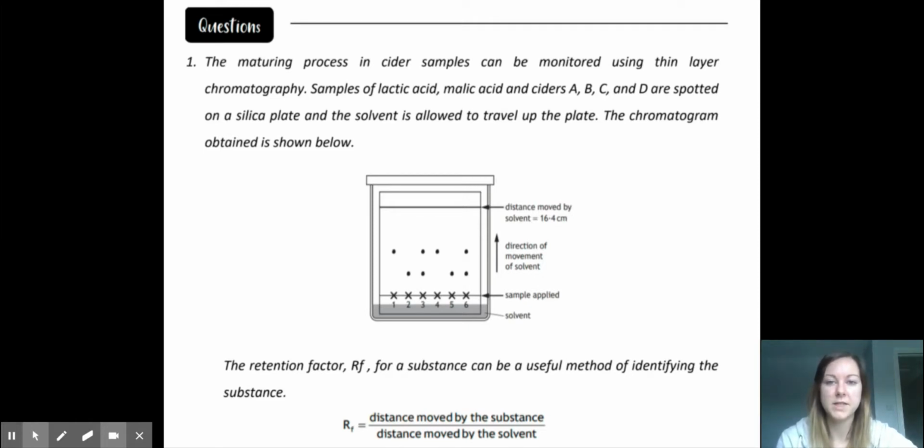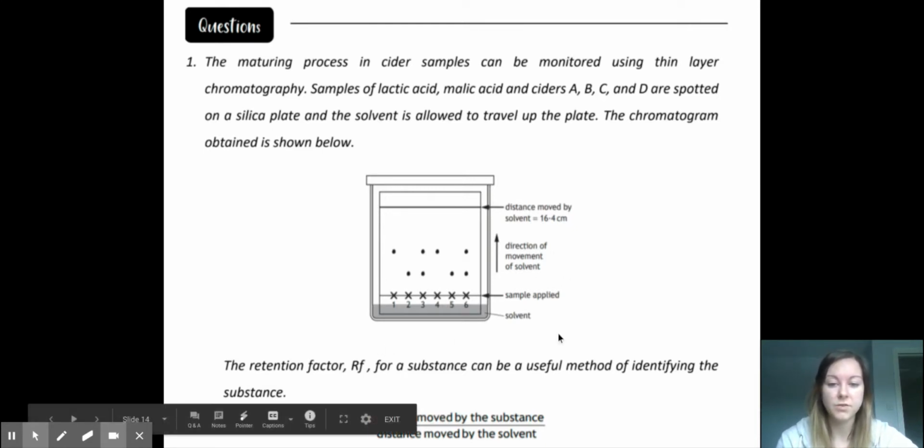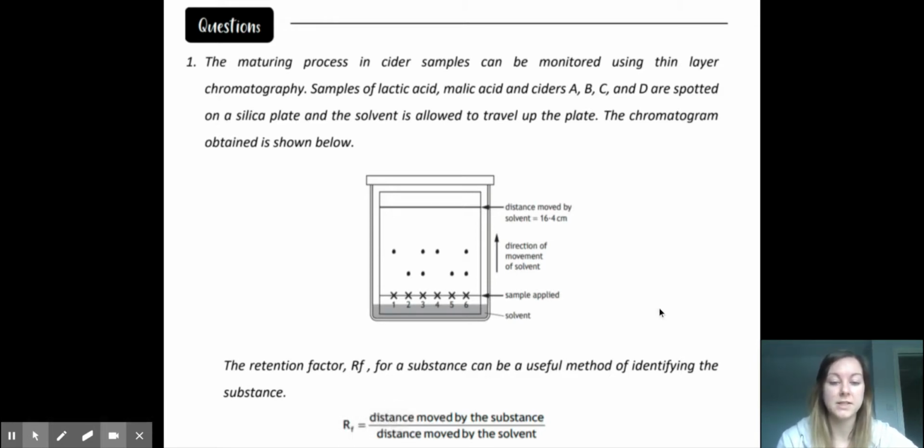The maturing process in cider samples can be monitored using TLC. We've got samples of lactic acid, malic acid, and ciders A, B, C, and D spotted onto a silica plate, and the solvent was allowed to travel up the plate. It tells us in this diagram that the distance moved by the solvent was 16.4 centimetres. The retention factor, as we know, can be calculated by taking the distance moved by the substance divided by the distance moved by the solvent.